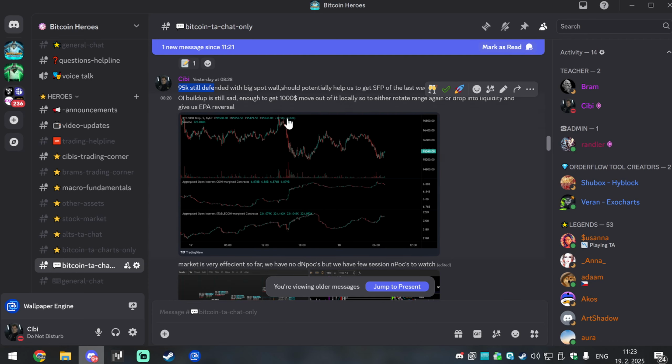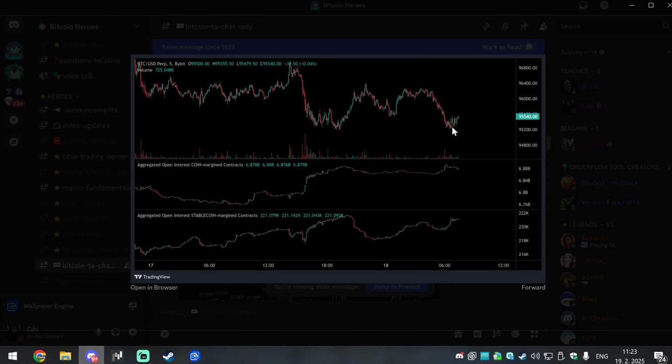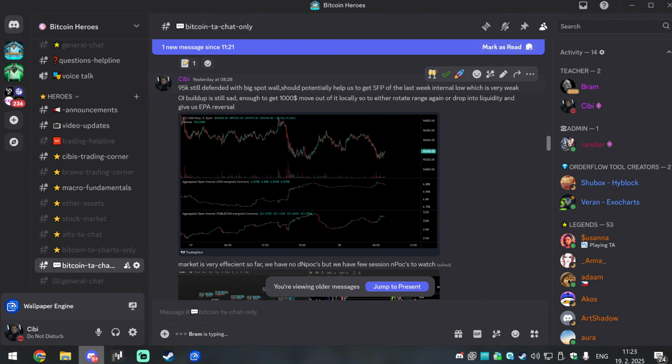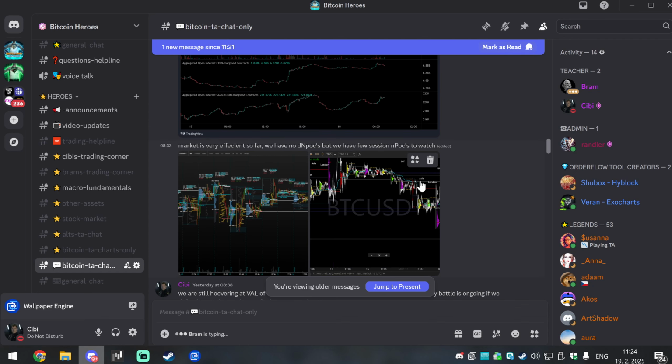You can also see, before we went for the swing failure pattern, look at those lows. Look at this structure. Ugly wick low, again ugly wick low, very bad structure. You really want Bitcoin to replace these lows. 95k is still getting defended with a big spot wall, which should potentially help us get a swing failure pattern of the last week's internal low, which is very weak. That was my immediate plan for the trading day.